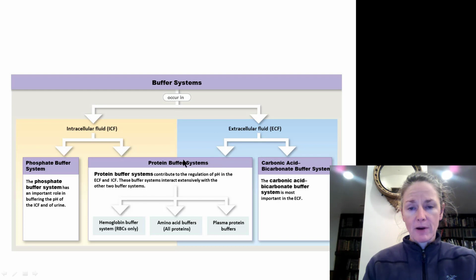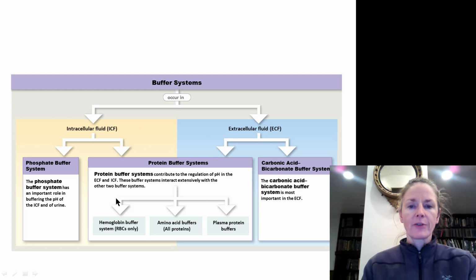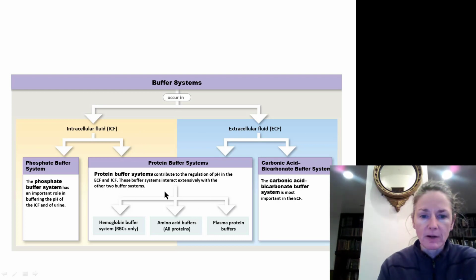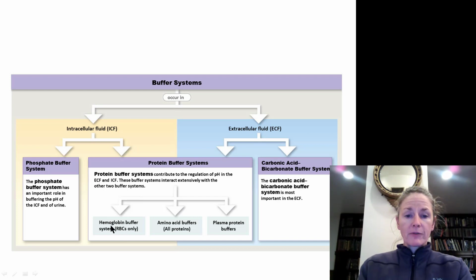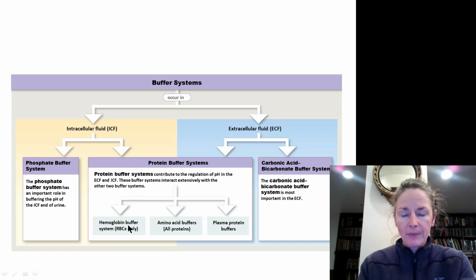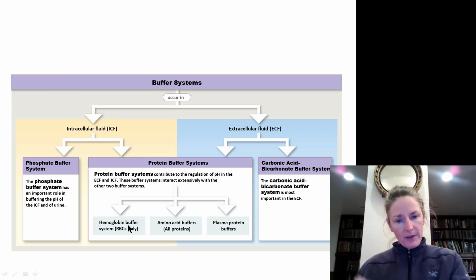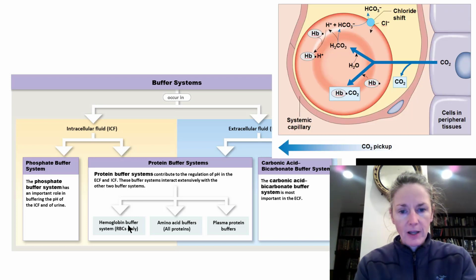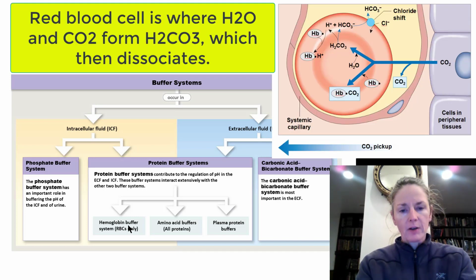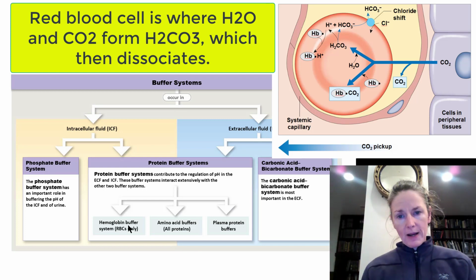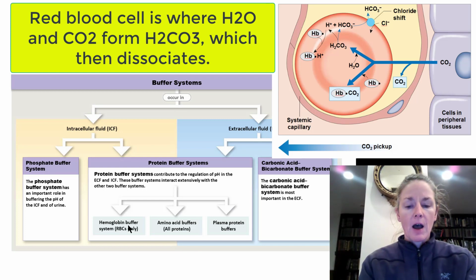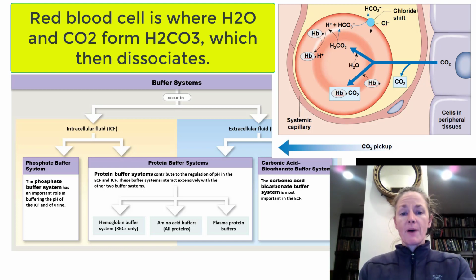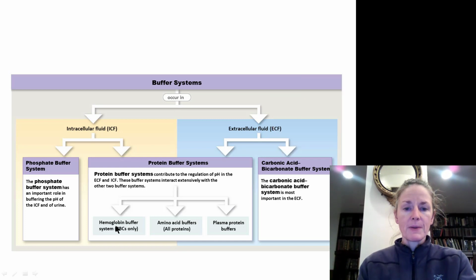Now, the protein buffer system is going to be in operation both in the intracellular and the extracellular fluid. And we've got three different variants of the protein buffer system. We've got the hemoglobin buffer system, which is in the red blood cells. And this we saw was very important as we bring carbonic acid into the red blood cell, because it will dissociate into bicarbonate ion, and then our hydrogen ion will then be buffered by the hemoglobin buffer. So it will be picked up and sort of neutralized by the hemoglobin buffer.